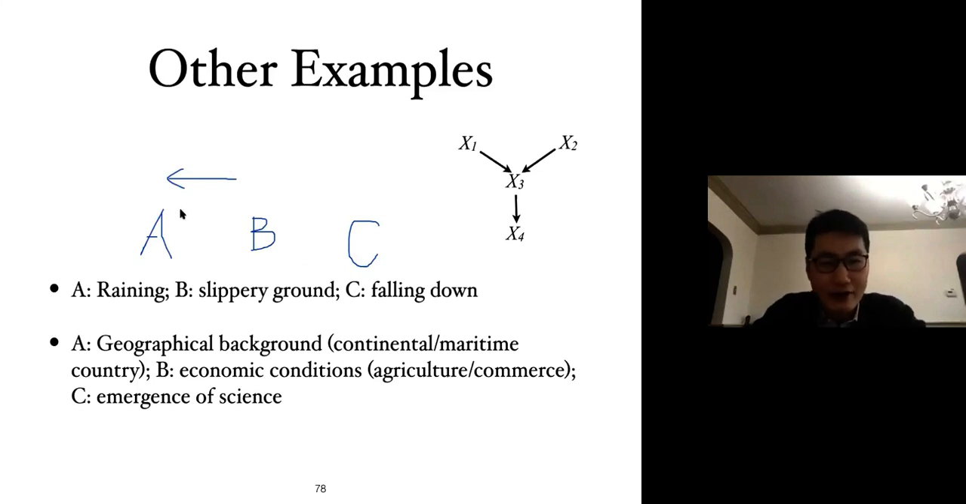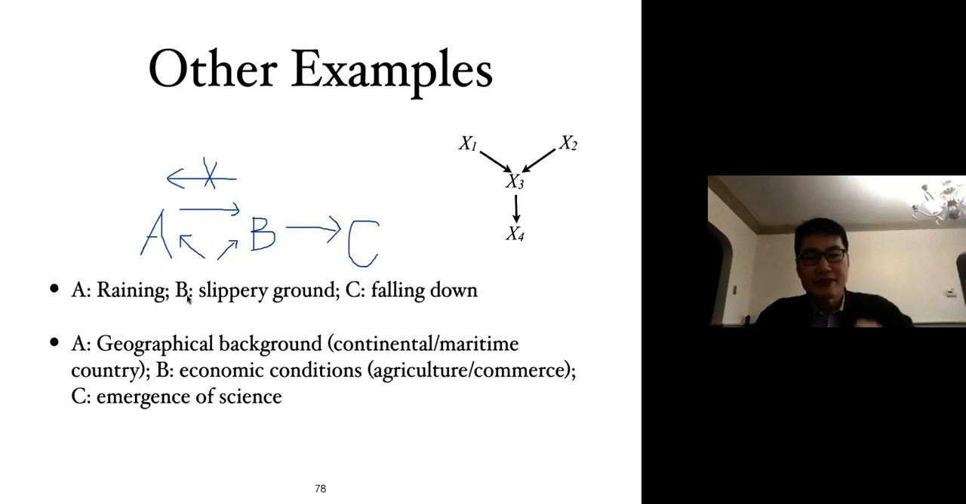Why? This is because if A is the cause of B, or if they have a common cause for A and B, then the direction between B and C must go this way, right? Otherwise, B is a collider, and then A and C cannot be conditionally independent. So this direction must go this way.